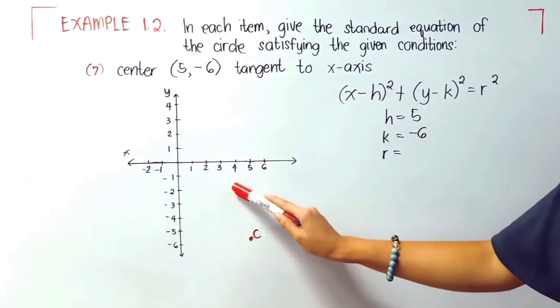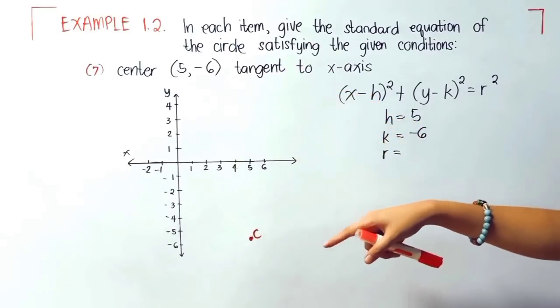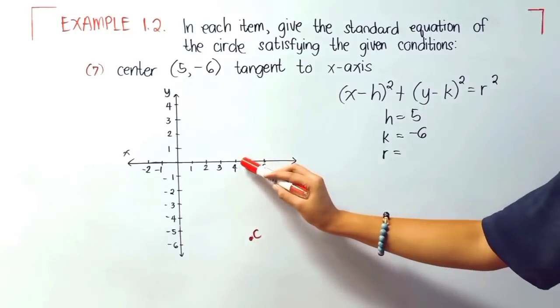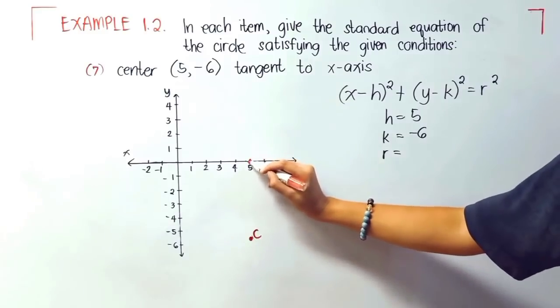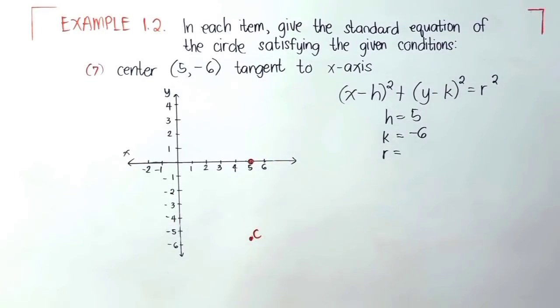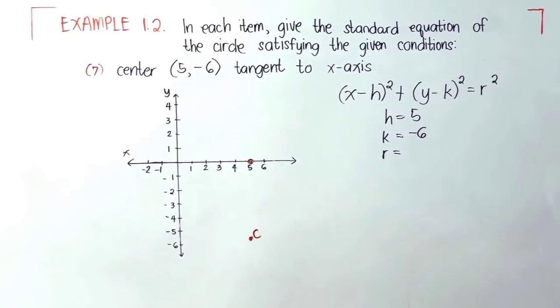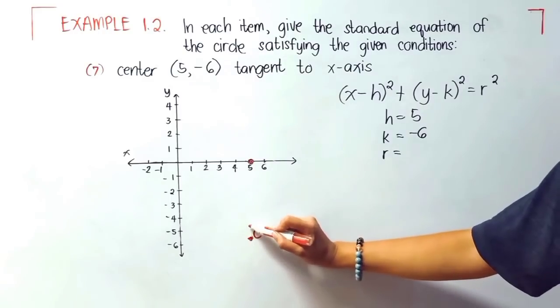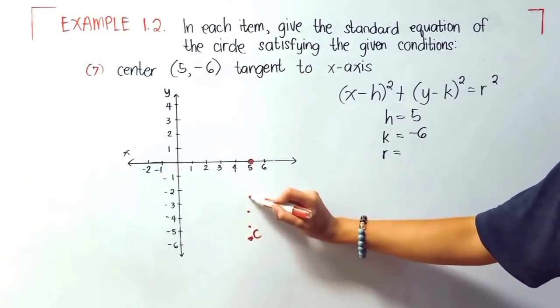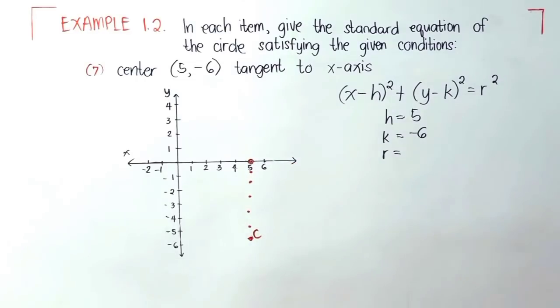Our circle is in this portion, and since it's tangent to x-axis, the circle should touch the x-axis in one point. So in this portion, I will be considering this point here. Now I will count the number of units from the center going to that point. So we'll have 1, 2, 3, 4, 5, and then 6. Therefore, our radius here is 6.